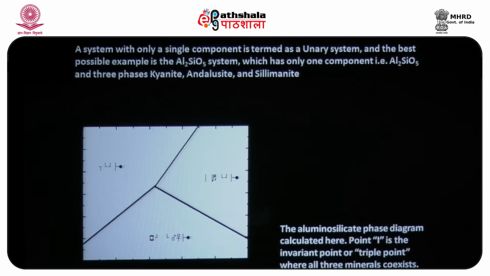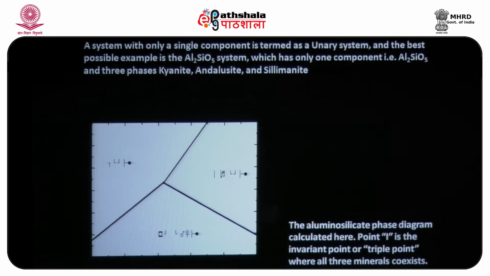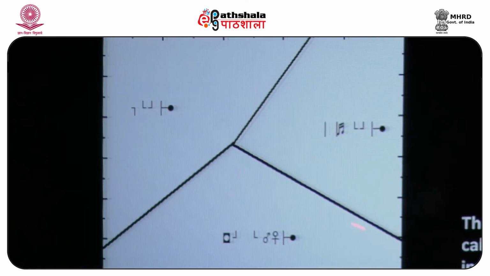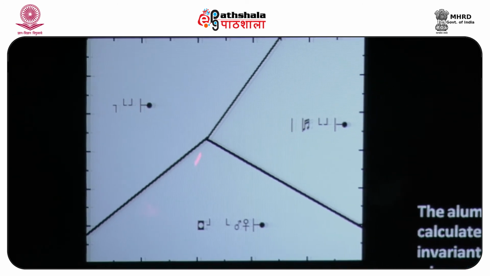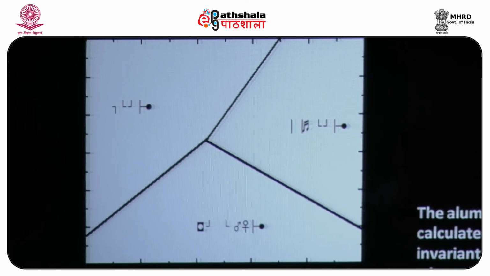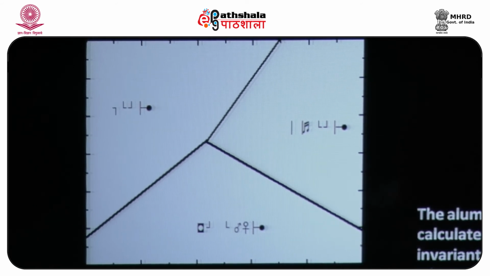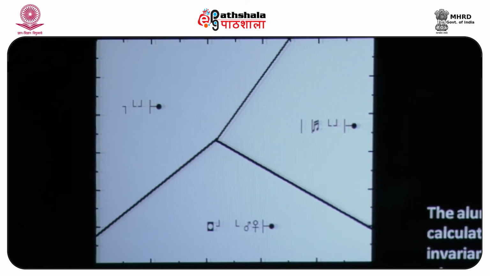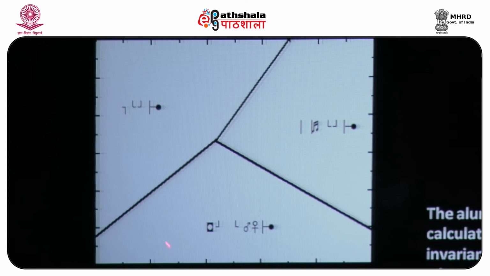Out here, sorry, these things are not coming up because of some projection issue, but it is basically again a phase diagram, and these lines are your univariant lines, correct. What you plot on the x axis is temperature and on the y axis is pressure. Please write it down: this field is your andalusite field, this field is your sillimanite field, and this is your kyanite field.